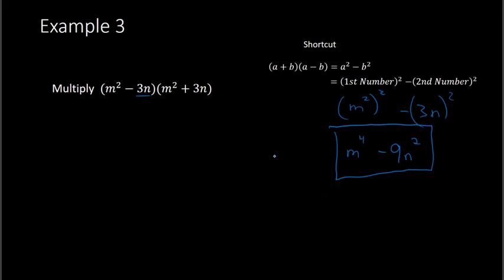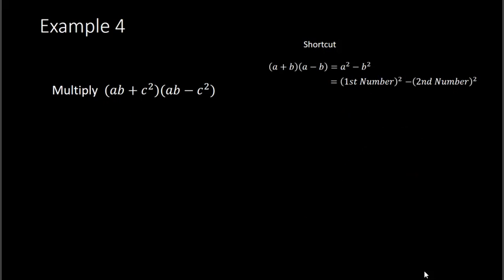And once again, this only works if the only thing that is different is a plus and minus sign. Alright, and only with binomials, so it's got to have two terms. Okay, here is example 4. So once again, we have ab plus c squared times ab minus c squared, where the only thing different is the sign connecting the two. One is plus, one is minus. So therefore, I can use this shortcut.